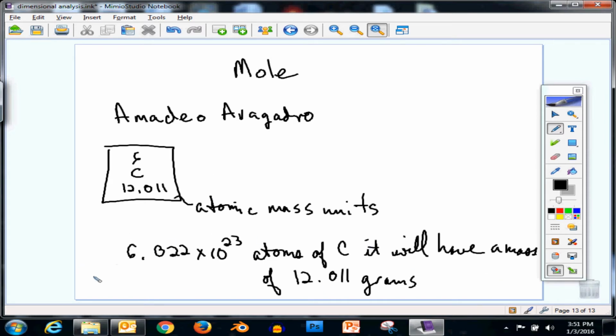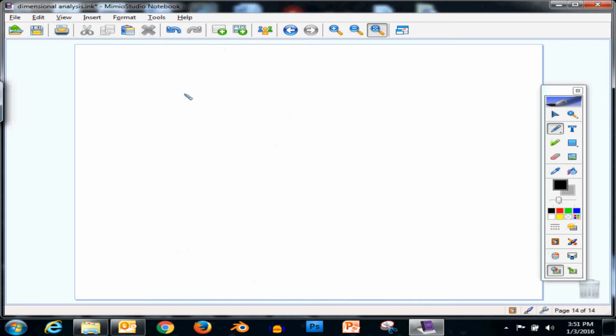Okay? So to really understand this, this conversion can also be known as a mole. So this idea that if I have 12 grams of carbon, I have 6.022 times 10 to the 23rd atoms of carbon. It could also mean that I have 1 mole of carbon.